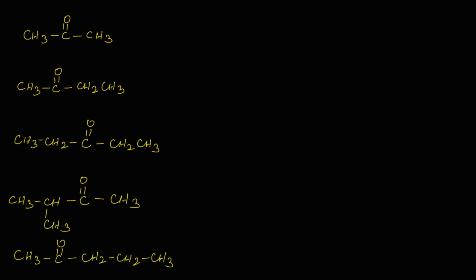First, let's give the common name for all these compounds. The common name of this compound is acetone, or else dimethyl ketone. Here on the left side there is a methyl and on the right side there is a methyl group. So two methyls are there, so dimethyl. The functional group present here is a ketone. So dimethyl ketone is the common name of acetone.